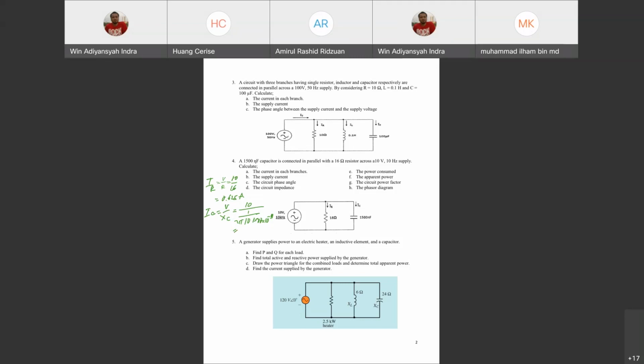So you get IC. Then B, I total. Forgot, we must skip B. B, I total, equals IR plus IC. Okay.